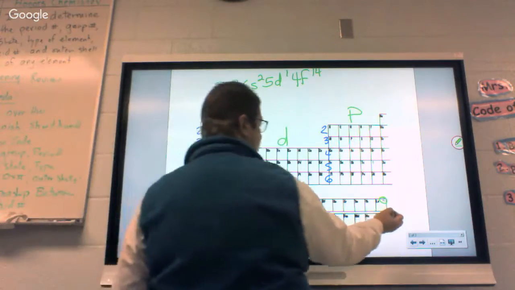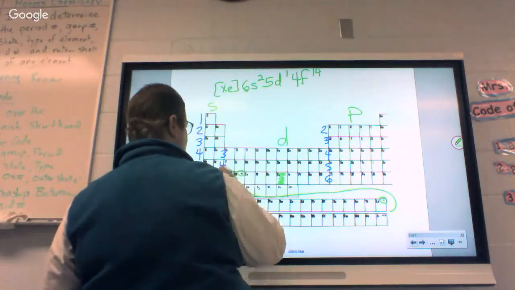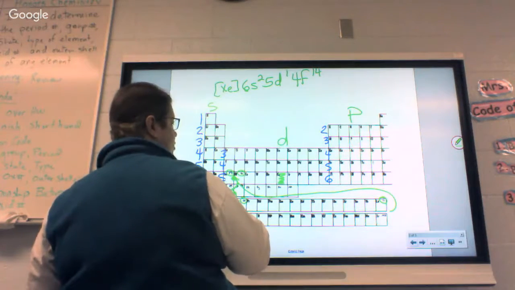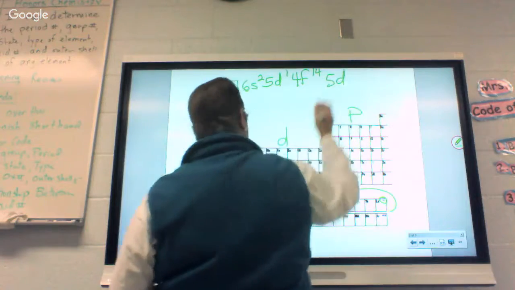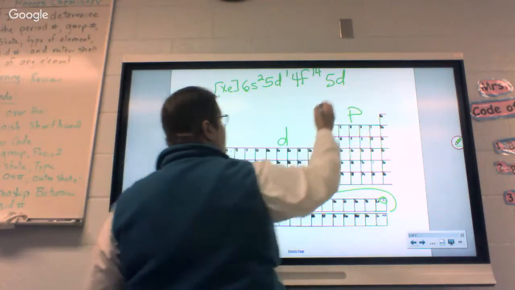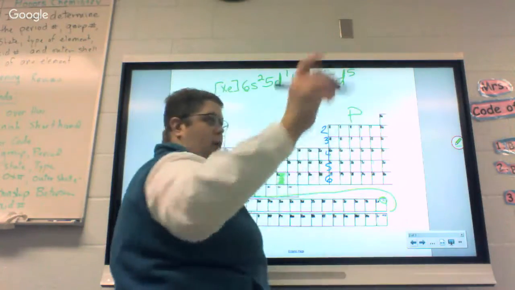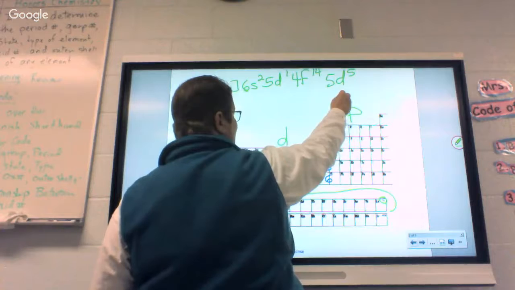Now, when you get across here, where do you go back to? Right there to that dot. So now we have 5D how many more? Now we have 1, 2, 3, 4, 5. Now, hold on. What are we going to do with this 5D1 and this 5D5?